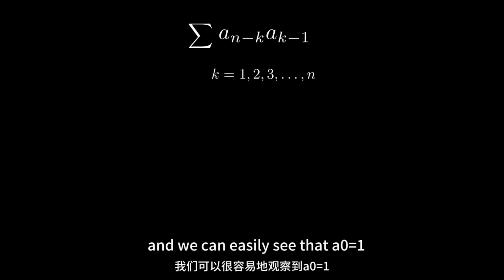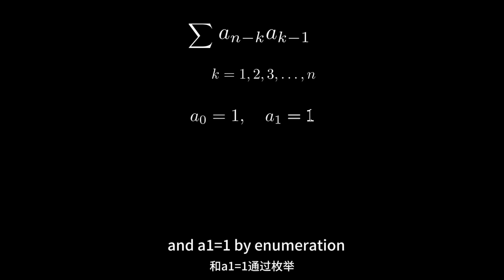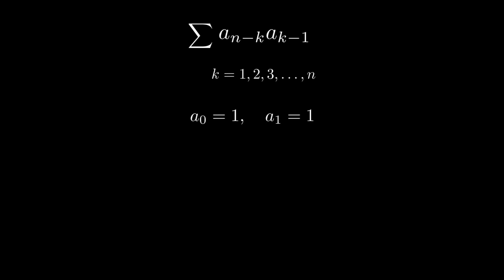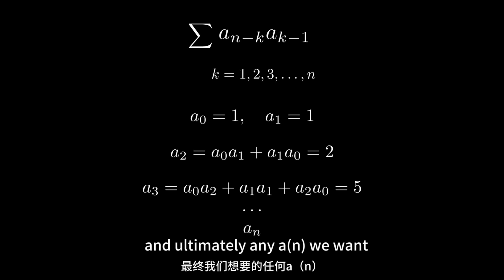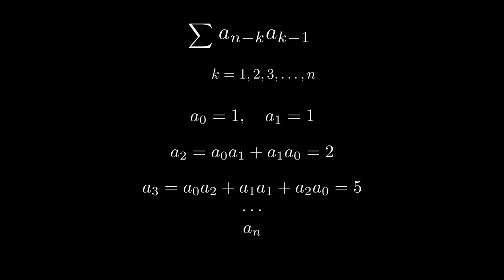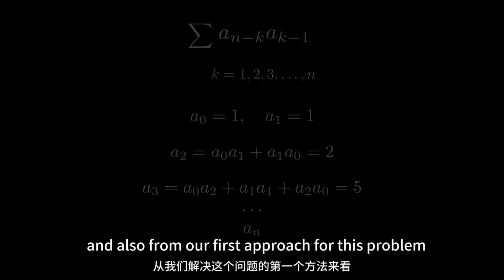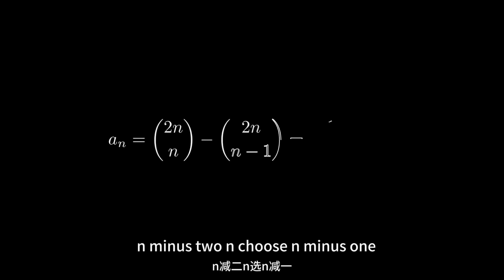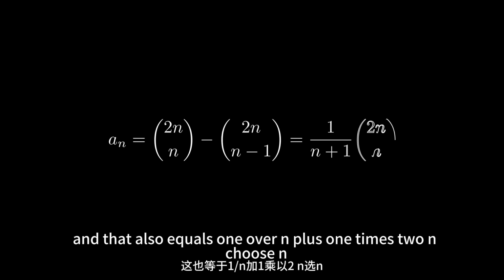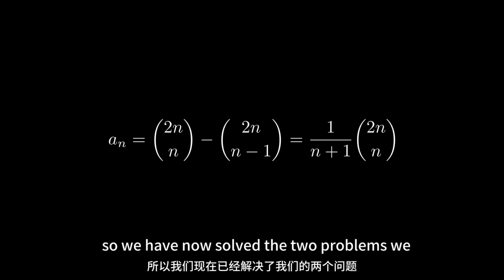And we can easily see that a_0 equals 1 and a_1 equals 1 by enumeration. With these two values, we can compute a_2, and then a_3, a_4, and ultimately any a_n we want. And also, from our first approach for this problem, we know that a_n equals 2n choose n minus 2n choose n minus 1, and that also equals 1 over n plus 1 times 2n choose n. So we have now solved the two problems we brought up at the start of the video.